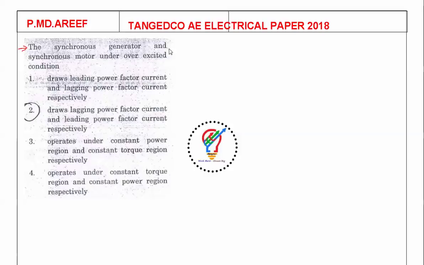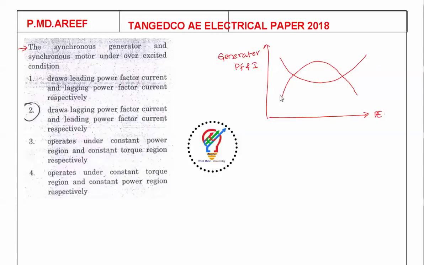The synchronous generator and synchronous motor under over excited condition. So remember this, the V and inverted V curves of generator and motor. First of all, let me take the generator. Okay, so here in the x-axis we can take the excitation. In the y-axis I can take power factor and current here. So let us draw these V and inverted V curves like this. As you can see here, this specifies the power factor and this specifies the current here.